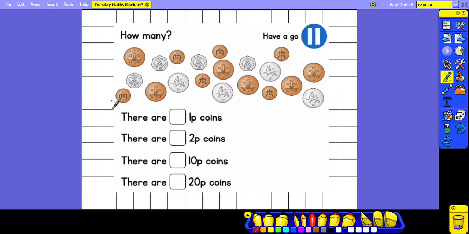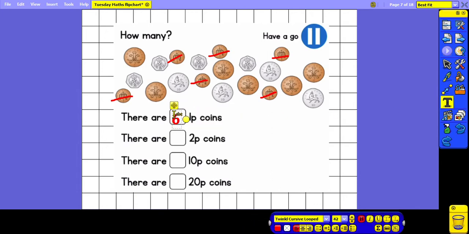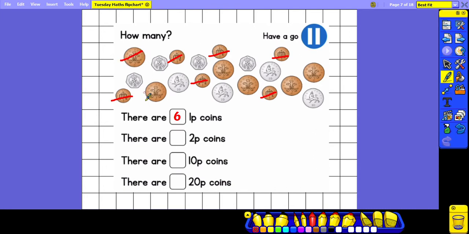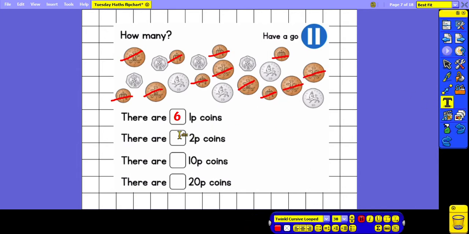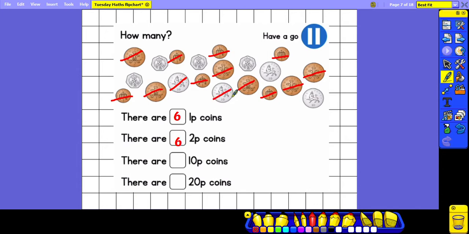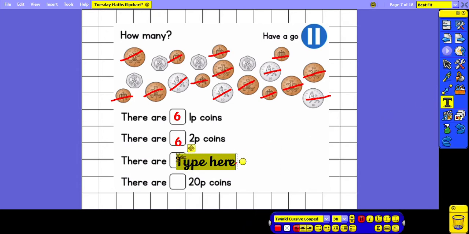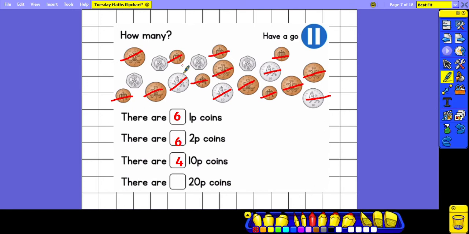Okay, so 1 pences first of all, there's 1, 2, 3, 4, 5, 6. Two pences next. 1, 2, 3, 4, 5, 6. 10 pences. 1, 2, 3, 4. And the 20 pences. 1, 2, 3, 4.